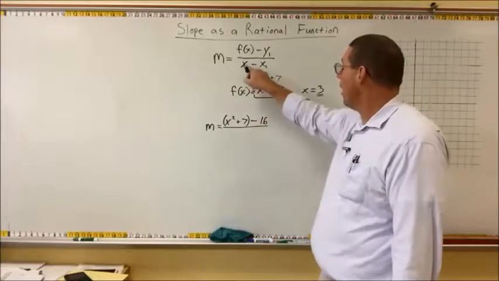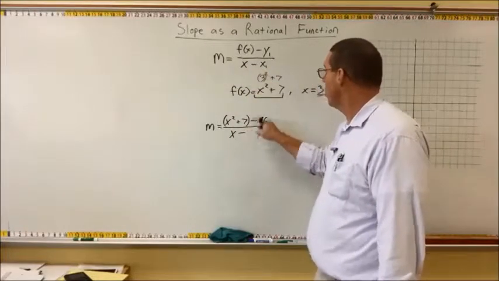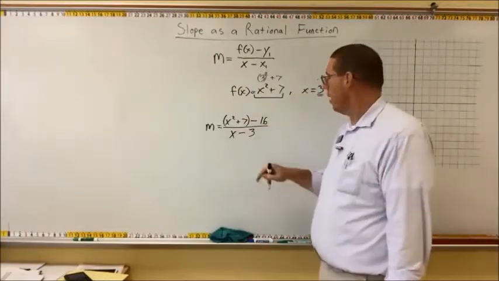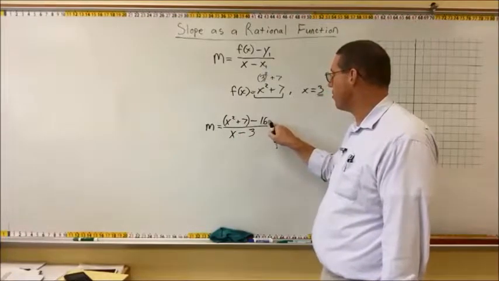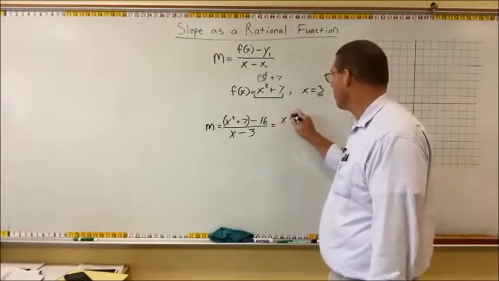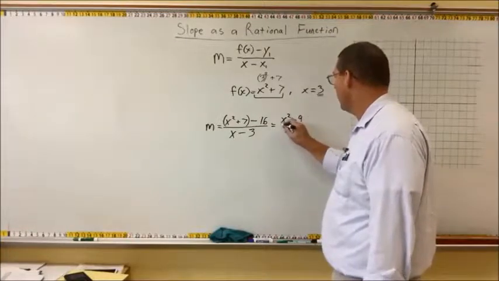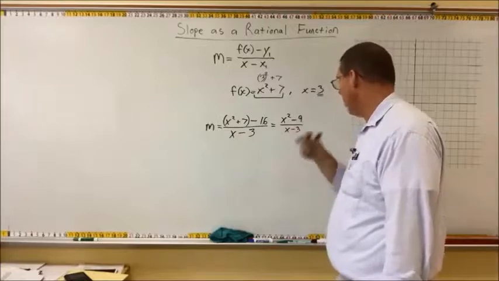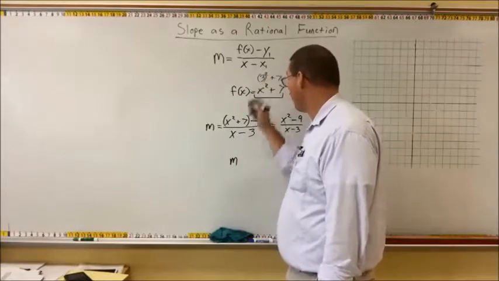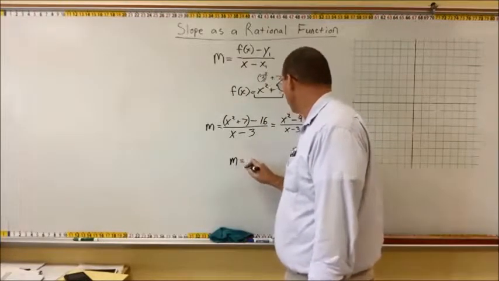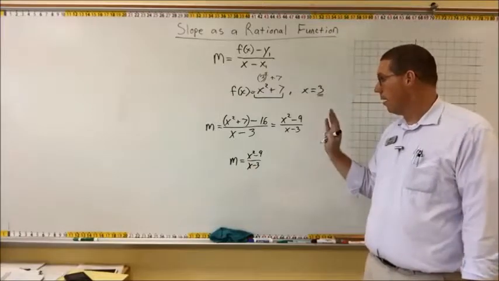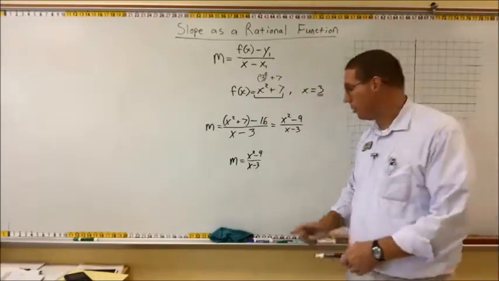And it's going to be over x minus whatever x value I gave you, 3. And then you'll simplify the numerator. We have x squared, and then plus 7 minus 16. Well, what's 7 minus 16? That's negative 9, right? So this is going to become x squared minus 9 over x minus 3. And so then you will say, well, Mr. Ryan, the slope, m, of the function f of x is equal to x squared minus 9 over x minus 3. And then you'll be done. Okay? Let's do another one, shall we?